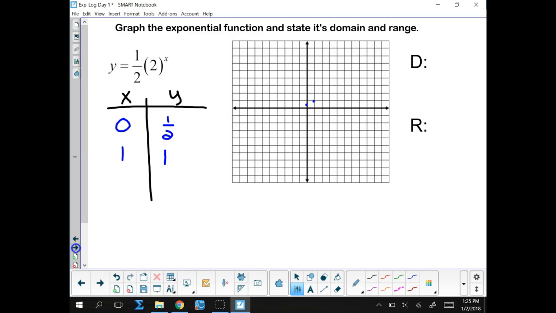Give me another one. 2. X equals 2. 2 squared times 1/2. 3. 2 cubed. 8 times 1/2 is 4, right?